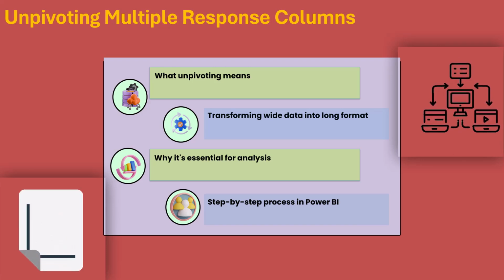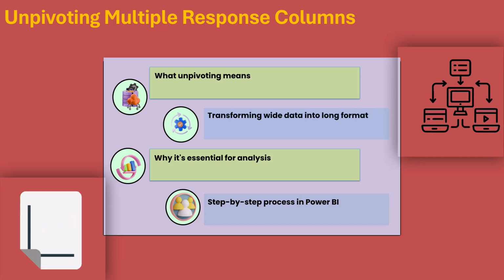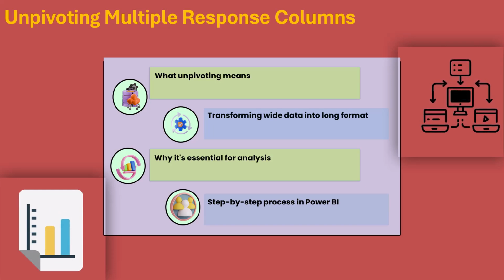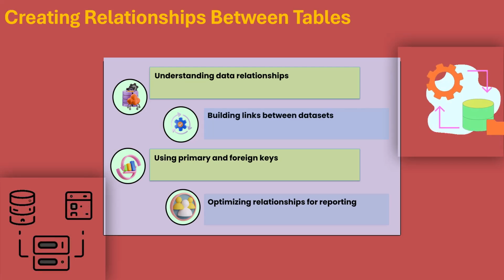Unpivoting sounds fancy, but it just means reshaping our data so it makes more sense. Right now, our responses are spread across too many columns, like a book with pages out of order. We'll bring it all together for a smoother read. Connecting tables is like matchmaking, getting related data to talk to each other. We'll link datasets using keys, because lonely tables don't tell great stories.